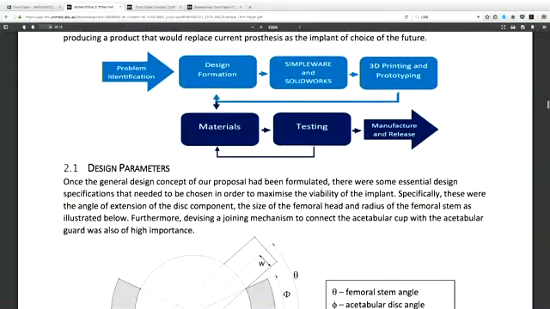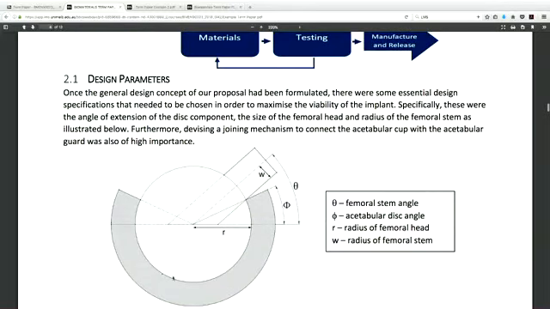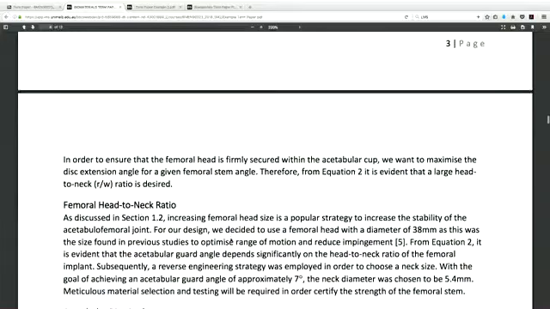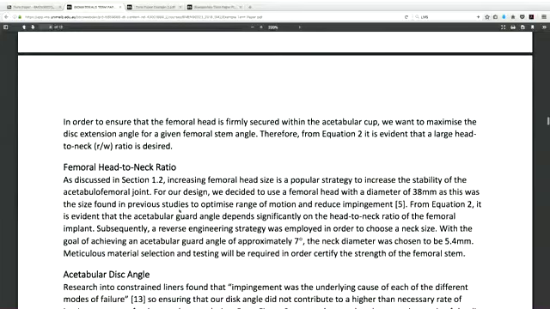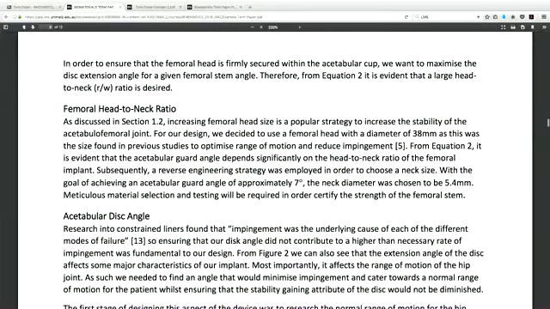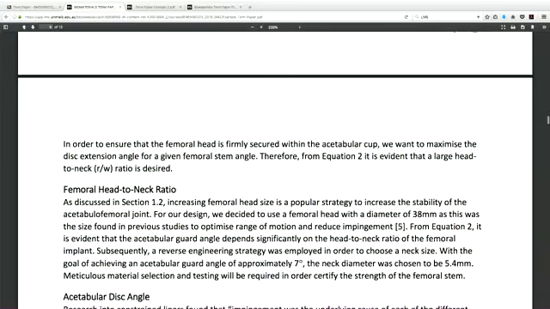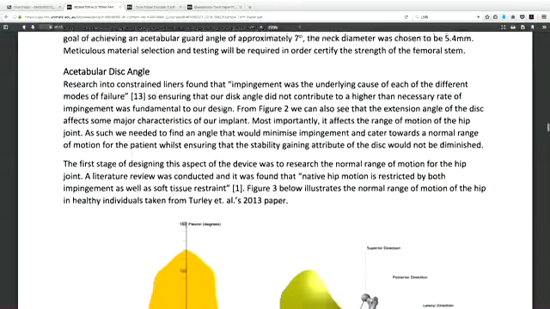Okay, design parameters. They were very interested in the geometry of how the head and the acetabular cup interface. And then they did some simple calculations. They look at the head to neck ratio. The reason why they know all this is because they have read enough papers. A lot of the strategy to solve these problems focuses on head and neck size and things like that. Therefore, they are able to say this.